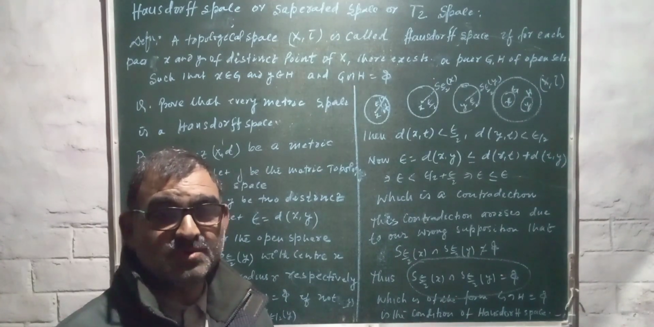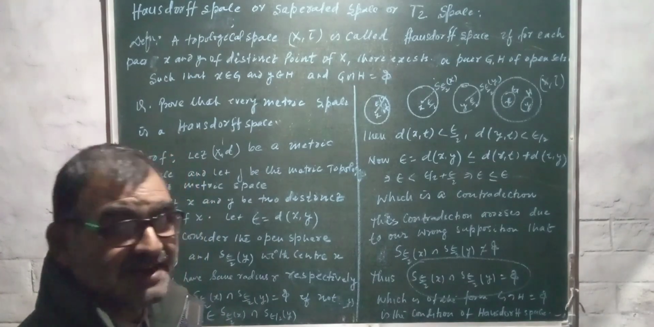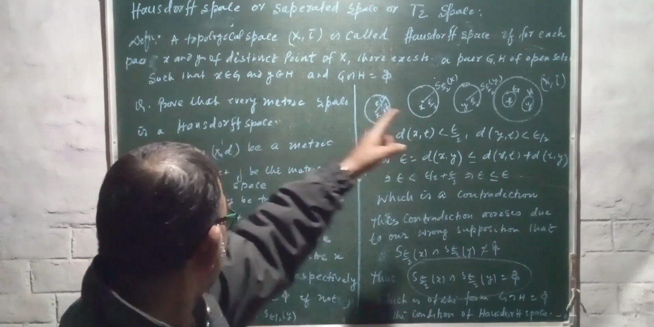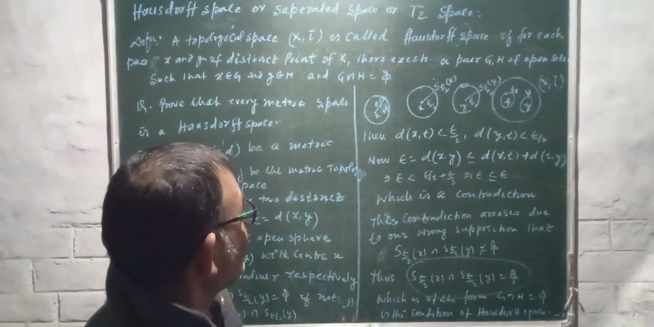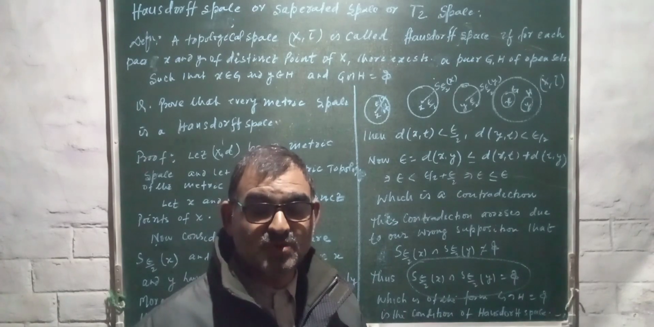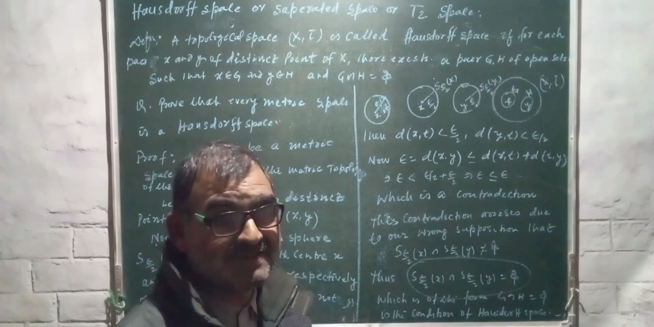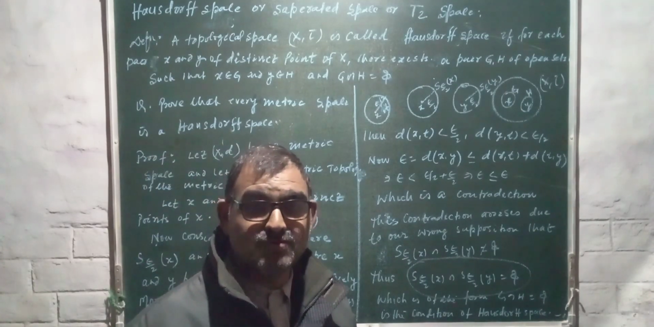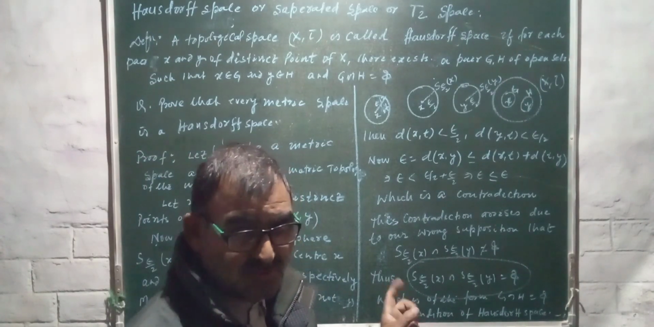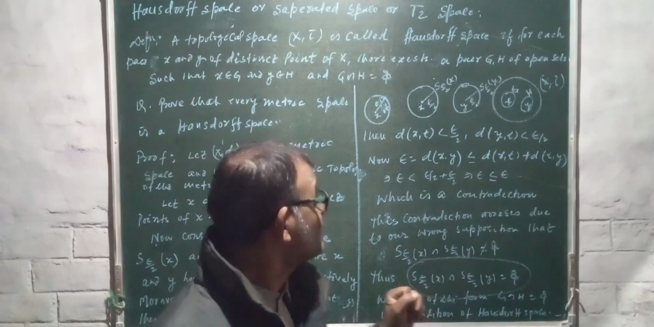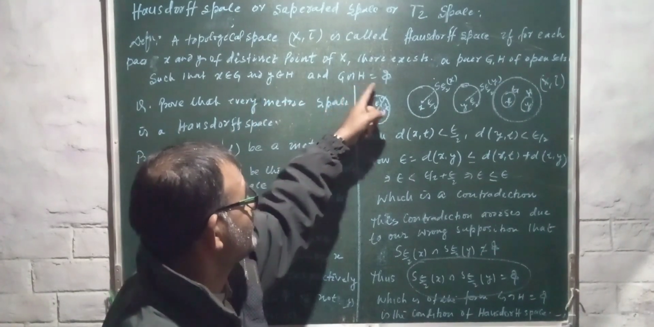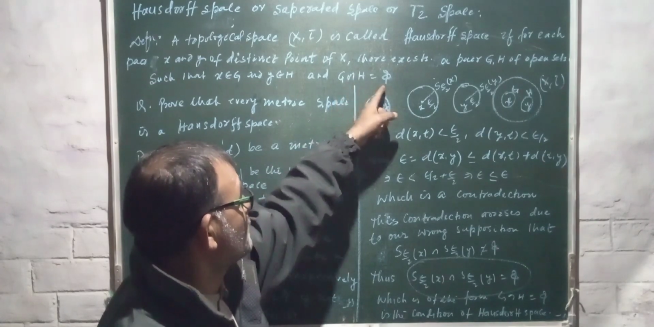Suppose X is a topological space and x and y are two distinct points of X. Then there exists a pair of open sets G and H such that x is contained in G and y is contained in H. That is, G contains x and H contains y, x belongs to G and y belongs to H, and G intersection H is equal to the empty set.